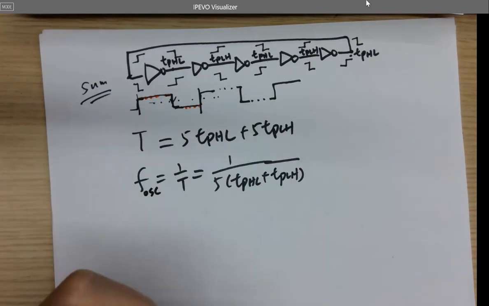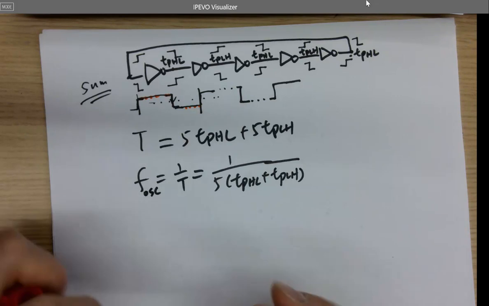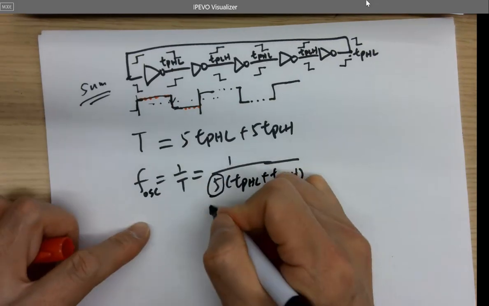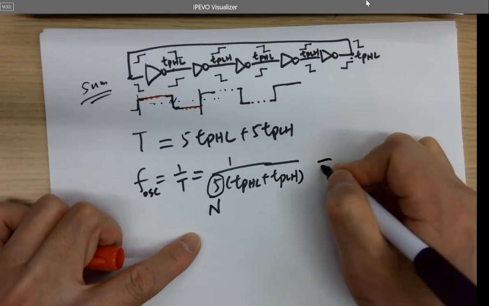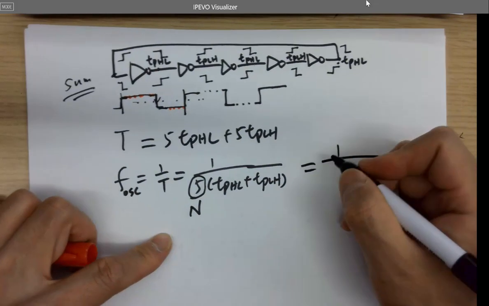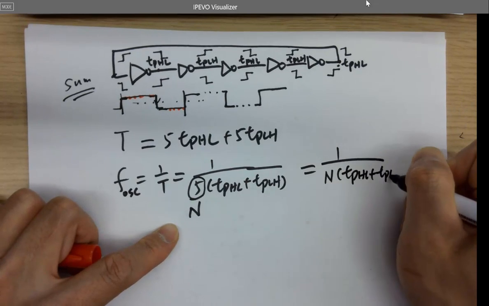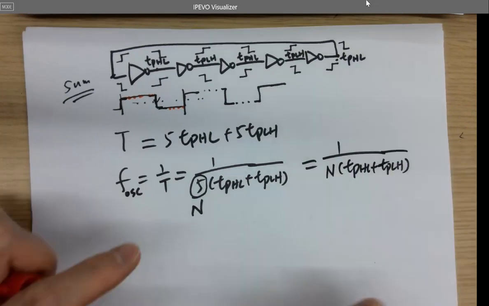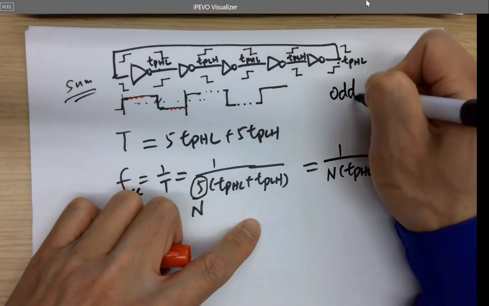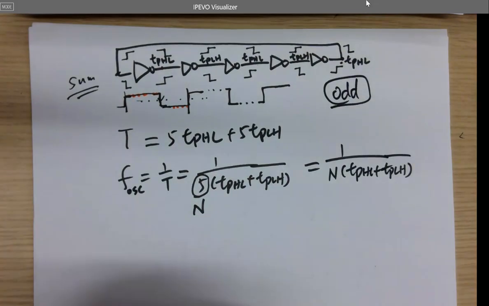That's the frequency of the oscillation. And this will be the number of the inverters. So it's N, right? So we can generalize the equation as N times (TPHL plus TPLH). It must be an odd number of inverters in the circuit in order for it to oscillate.